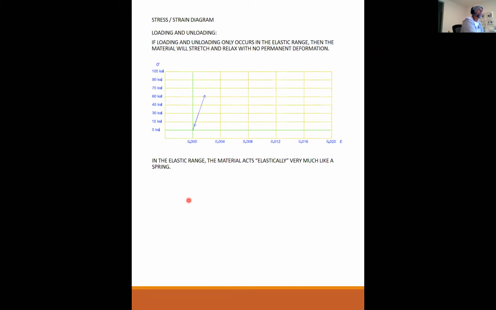In the elastic range, the material acts elastically. Coincidentally, that's what we call it. The material acts elastically in the elastic range, very much like a spring. So like a spring, you can pull it, you can compress it, you let go of it, it returns to its original shape. If, however, the loading progresses beyond the elastic range, then there will be some permanent deformation.